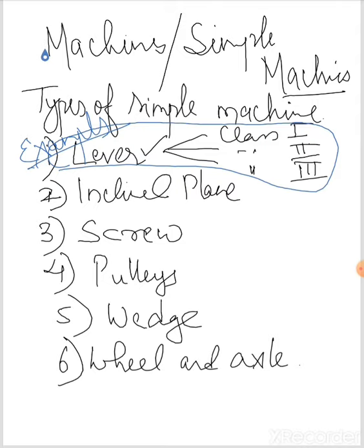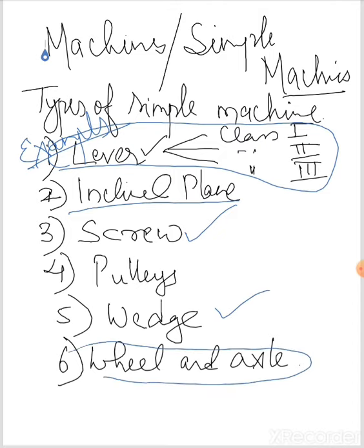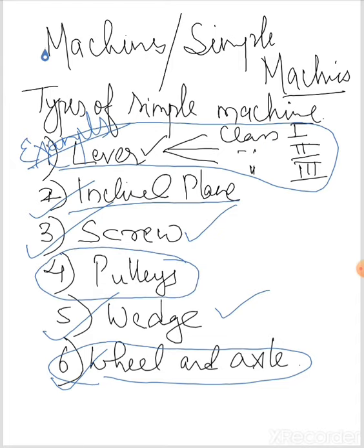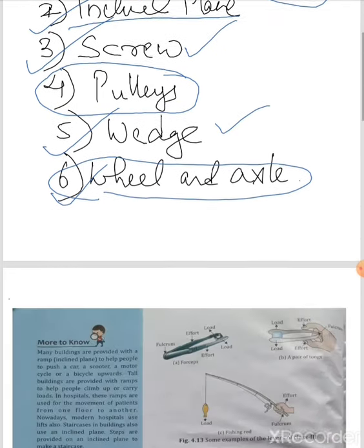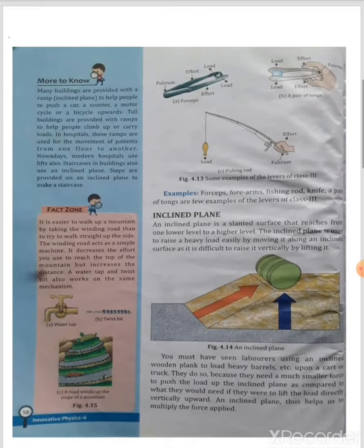So today we'll be discussing inclined plane, screws, wedge, and wheel and axle. So these four types of simple machines we will learn today. They are inclined plane, screw, wedge, and wheel and axle. Alright, so pulleys we will do in the next session. Alright, so let's begin with our first one, that is inclined plane.